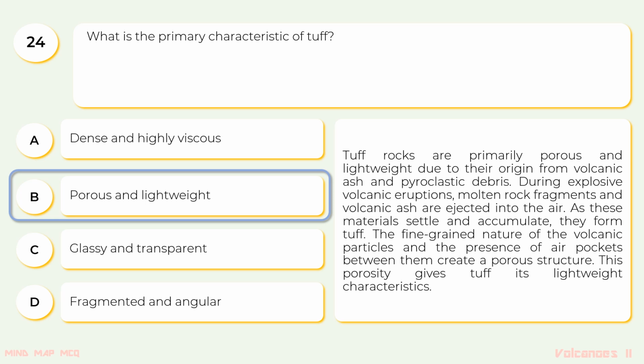During explosive volcanic eruptions, molten rock fragments and volcanic ash are ejected into the air. As these materials settle and accumulate, they form tuff. The fine-grained nature of the volcanic particles and the presence of air pockets between them create a porous structure. This porosity gives tuff its lightweight characteristics.